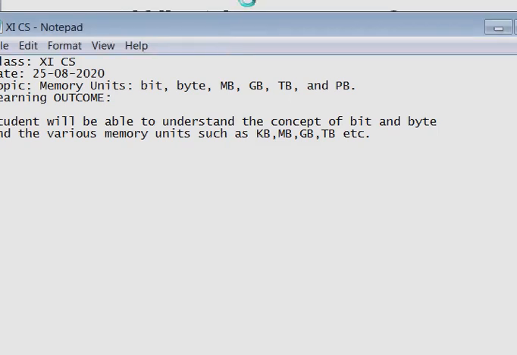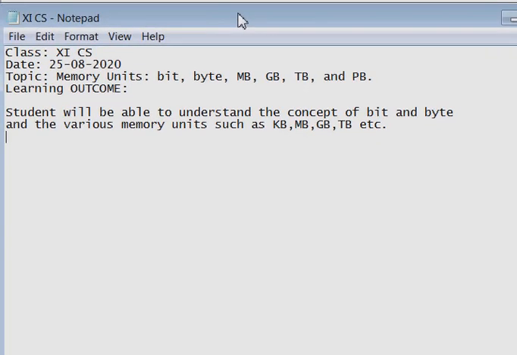Hello students, today's class 11th computer science topic is of unit 1, and today's topic is memory units. In this topic you will understand what is a bit, byte, MB, GB, TB and PB, etc.